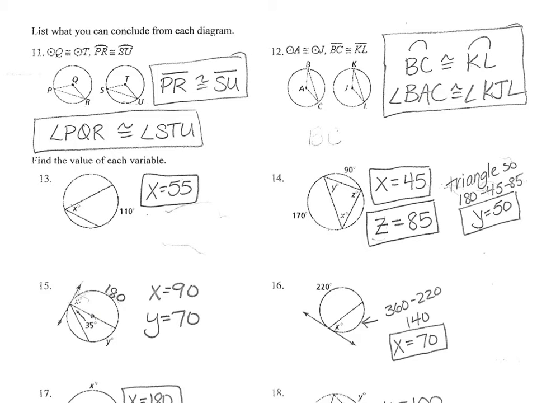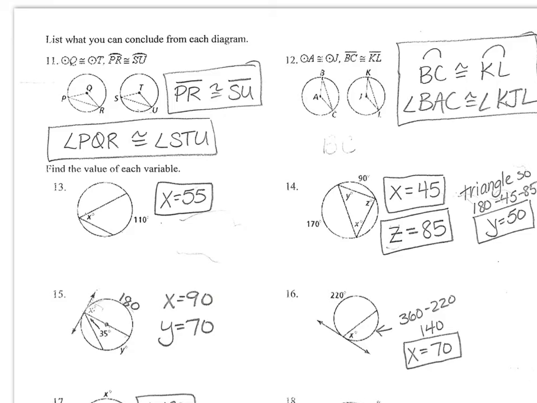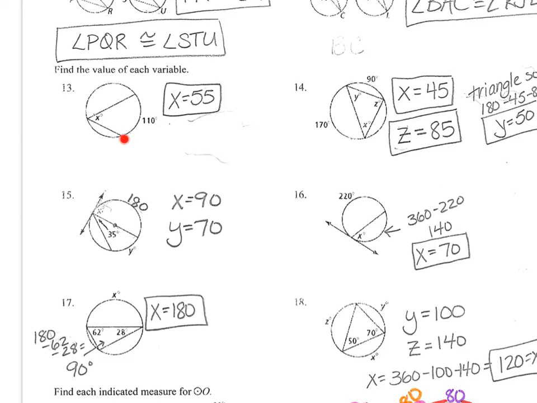Okay, and the first two, for 11 and 12, are using the theorems for 12.2. So if you know that these arcs are congruent, then you know the chords are congruent. These are chords. And you know the central angles are congruent. Same with number 12. Okay, number 13, you're using the inscribed angle. So this is called the intercepted arc. And the intercepted arc is always twice the angle, so that's why it's 55 degrees.